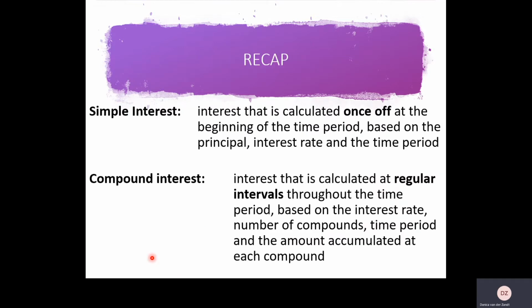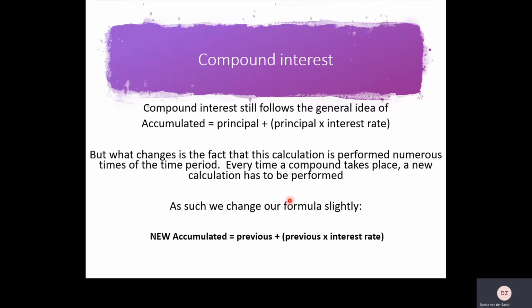But if we look at those definitions, we can see that compound interest is at regular intervals. Every time there is a compound, there is a calculation. So that's my next slide. We still follow the general idea of principal plus principal times interest rate. But now it is not the principal anymore. It becomes my previous answer from the previous calculation. So we highlighted this part here, where every time a compound is performed, a new calculation has to be performed.